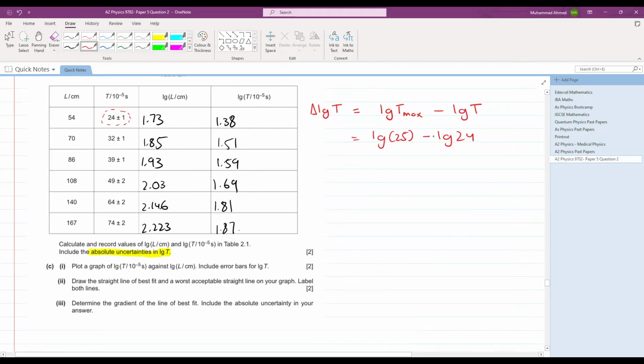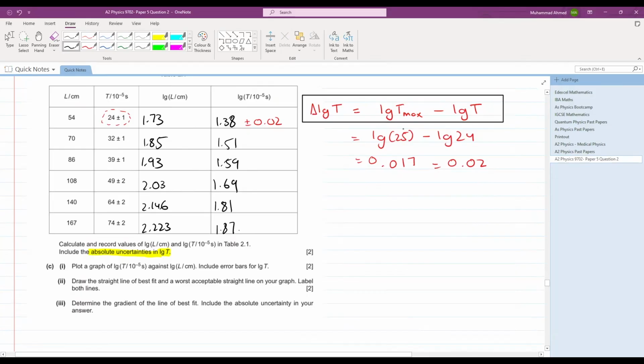lg 25 minus lg 24. What does your answer come out to be? This comes out to be 0.017. Perfect. Now you have to give your uncertainty to one significant figure. This will become what? 0.02. Plus minus 0.02. Let's apply the same thing. This remains the formula. We will apply this formula to all the rows.